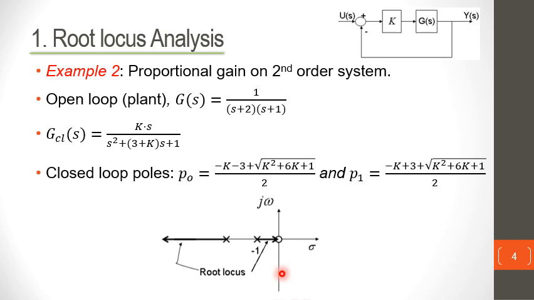What's important to note here, which is not coincidental by the way, is that one of the poles goes to 0, and then the other pole goes to negative infinity. Because remember, this is the closed loop zero here, located at 0. So one of the open loop poles goes to the closed loop zero. It's very important to take note of that.